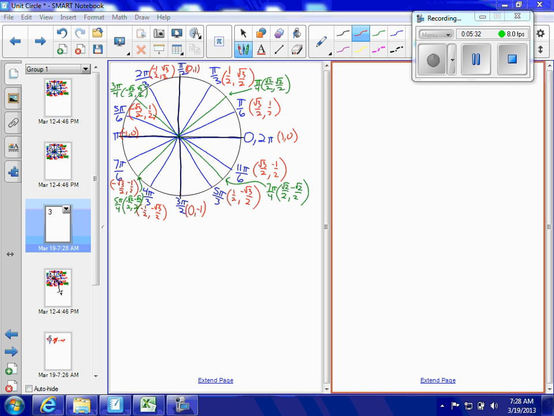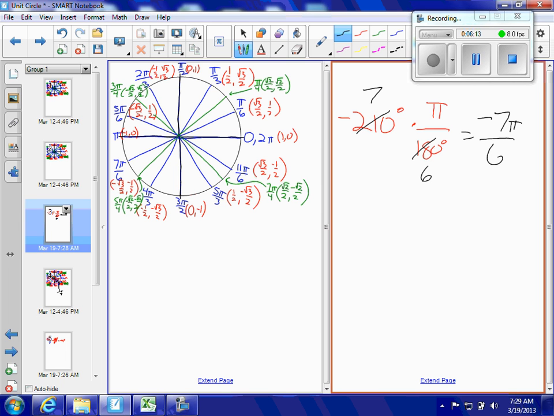How about negative 210 degrees? Same thing, I'm going to go clockwise instead of counterclockwise. So I want to change this into radians. So I put my pi radians on the top and my 180 degrees on the bottom. Mathematically, what am I going to do? Well, I think what I would try doing is first try dividing by 30, see how that works. So this gives me 7, and this gives me 6. Oh, I don't think I can reduce it any more than that. So that is negative 7 pi over 6 radians.